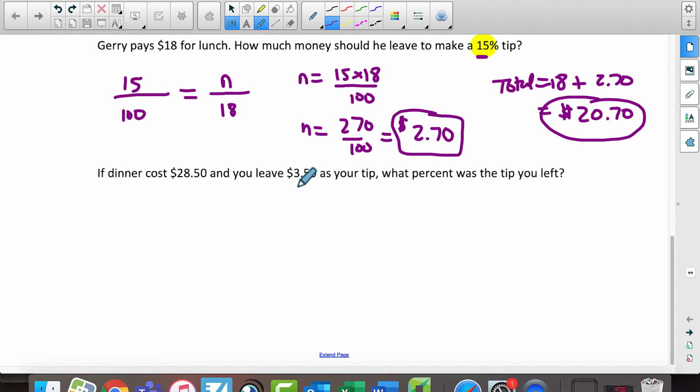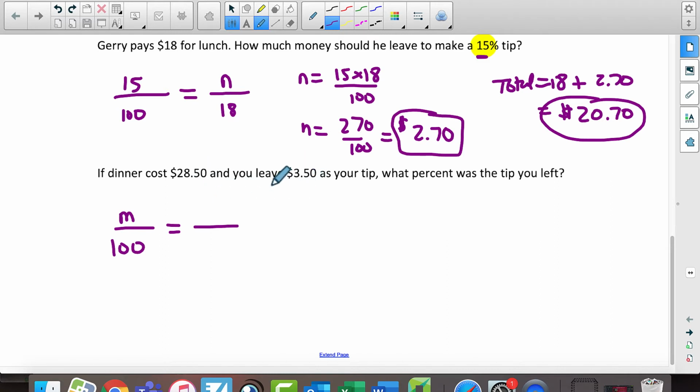What kind of tip did I leave? Was that a good tip or not? You want to know. All right, well, let's figure it out. We want to know the percent. Do we know the percent right now? No, we don't know the percent. That's what we want to know. So this is your M. You've got to find the percent.